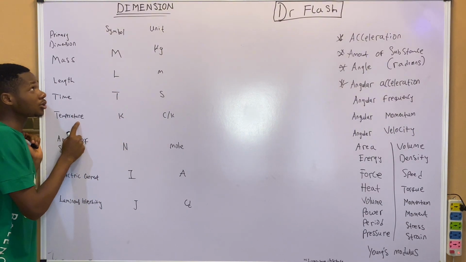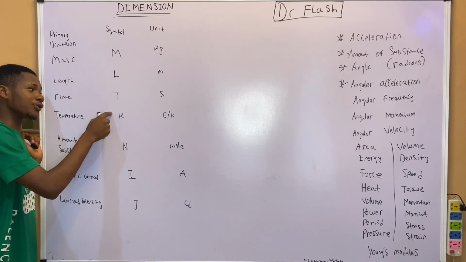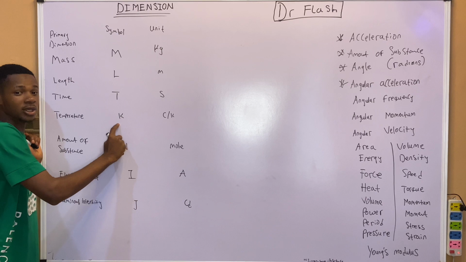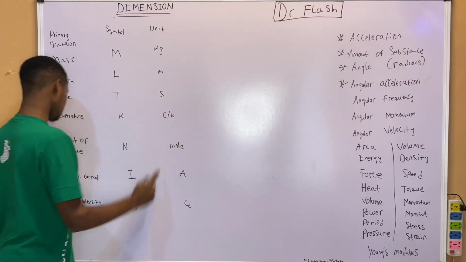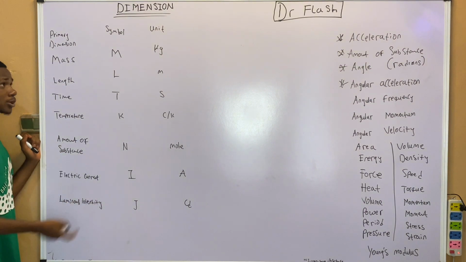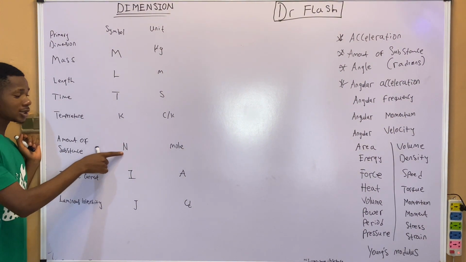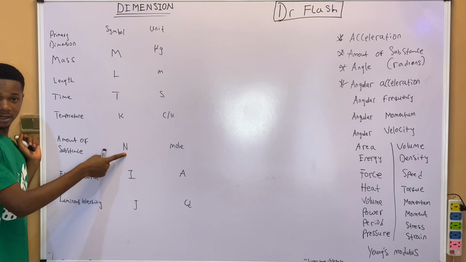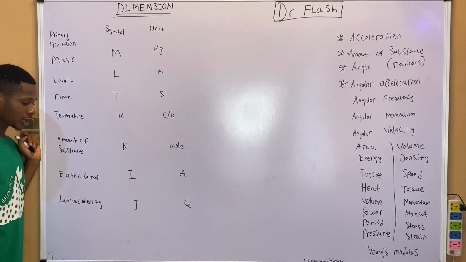For temperature, we're not going to make use of T, just so that we don't confuse it with time. So we're going to make use of K instead. The units could be degrees Celsius or kelvins. The next one is amount of substance. Amount of substance does not really have a dimension, but the symbol is the number of moles. That is where this capital letter N comes from. The unit is mole, which is an abbreviation of molecule.